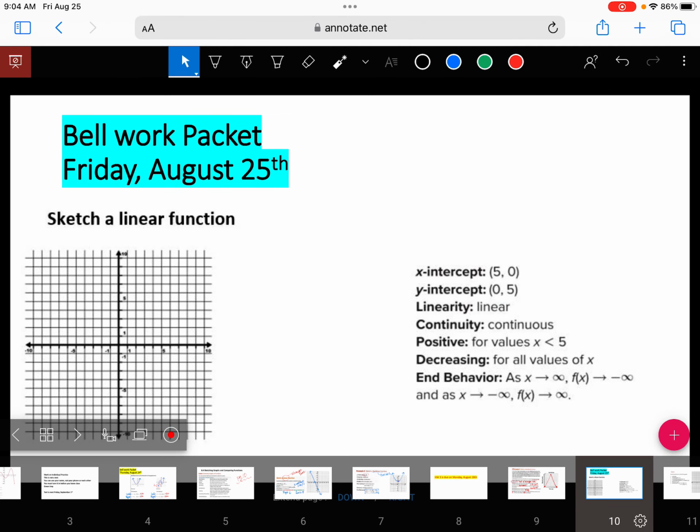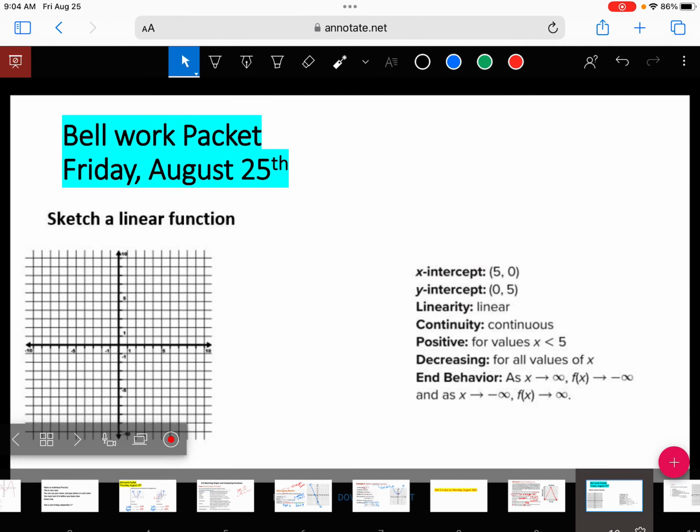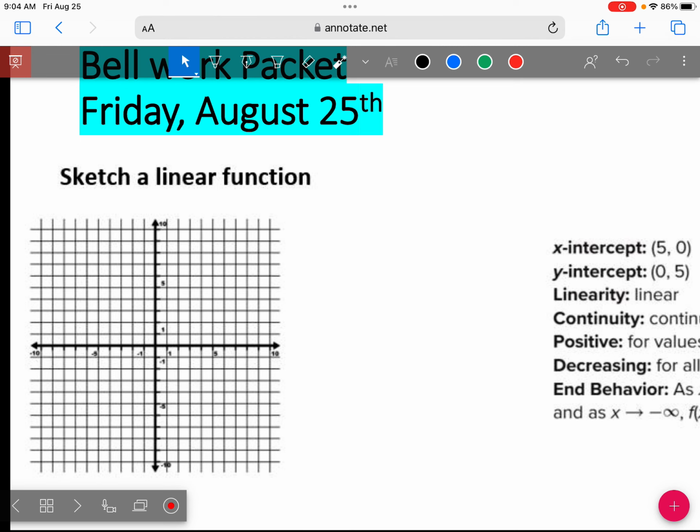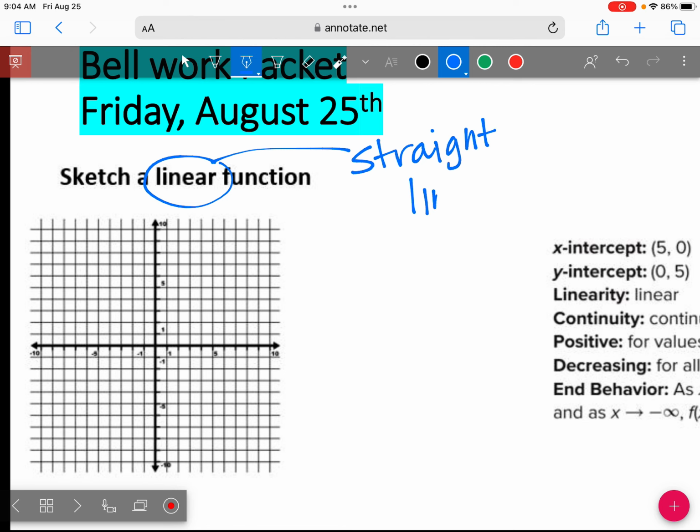So in our bell work, it's asking us to sketch a linear function. Linear means that it is what? What kind of graph is linear? Straight. It's a straight line. Whenever you see that, that means we have a straight line.